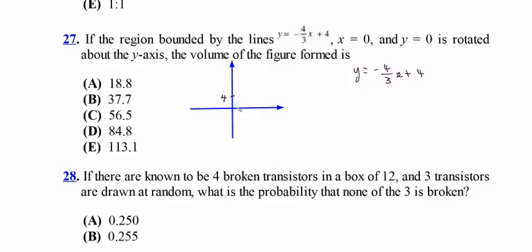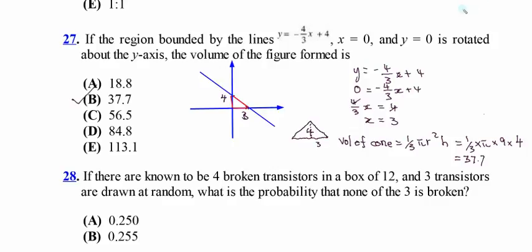x equal to 0, y equal to 0. Now I know the y-intercept is 4. I'll find the x-intercept. To find the x-intercept, I'll put y equal to 0. If y is 0, simplify, you get x equal to 3. So the x-intercept is 3.